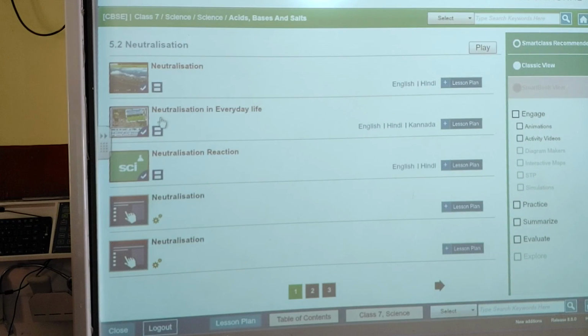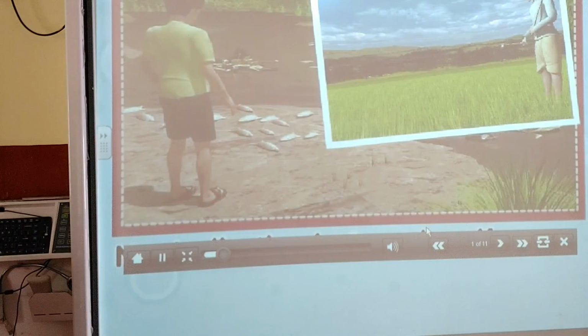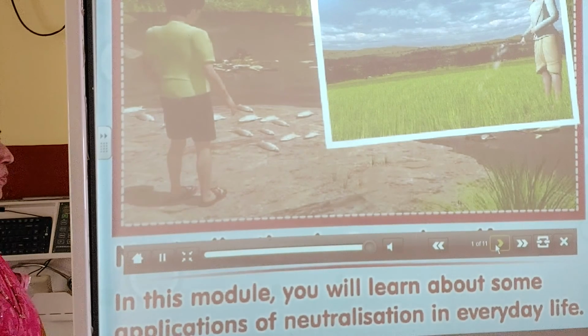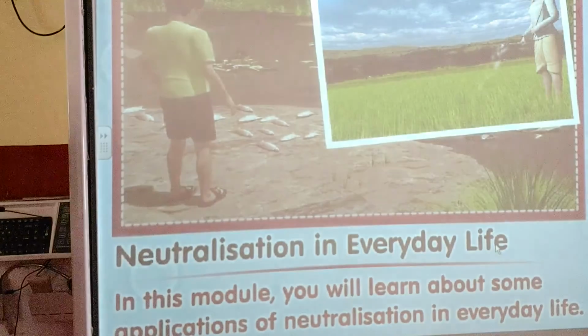Now next, neutralization in everyday life. I told you that in everyday life also we come across this. So the first is neutralization in everyday life. You will learn about some applications of neutralization in everyday life. One we have said about is the ant bite, isn't it? Now next let us see.